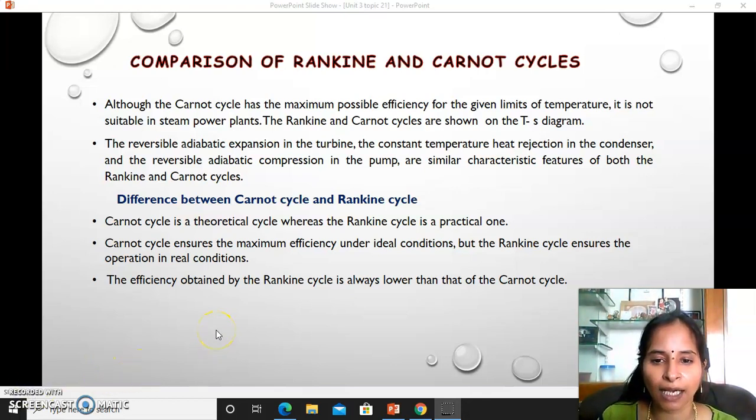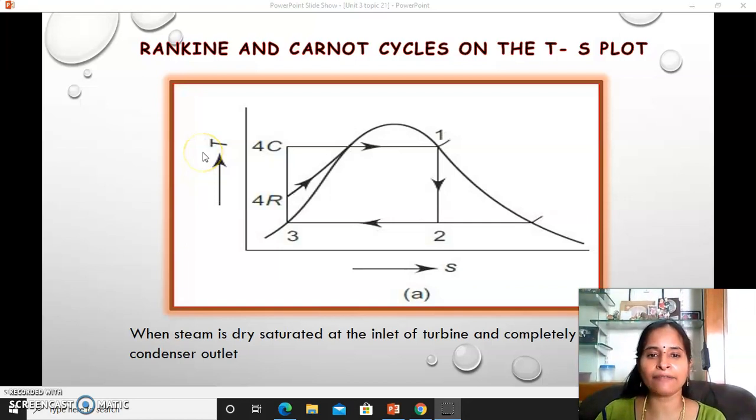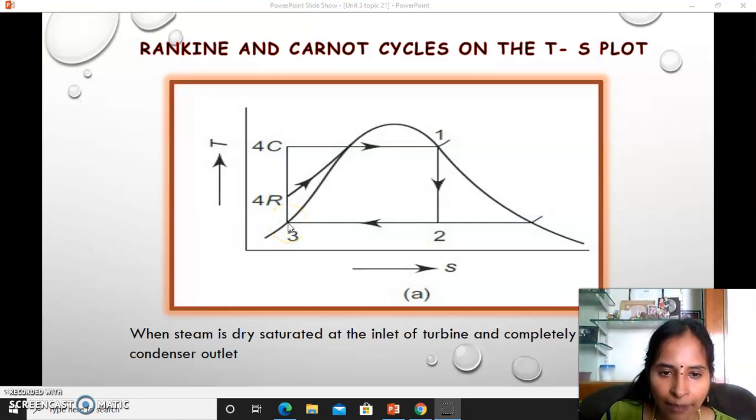Okay. Let me continue with the next slide, which shows both the Rankine and Carnot cycle on the same TS plot. Here, please listen carefully. This rectangular part shows 1 to 2 reversible adiabatic expansion, 2 to 3 constant pressure cooling, and 3 to 4 is sensible heating during the constant pressure heating in the Rankine cycle.